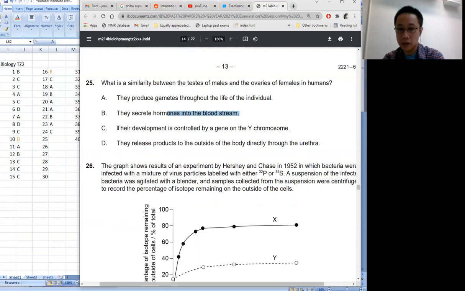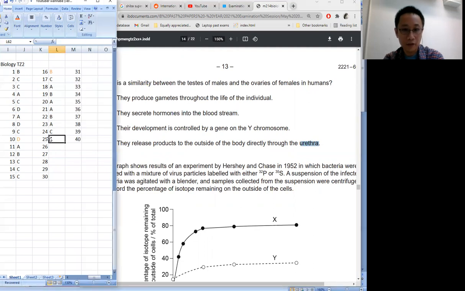Let's look at C and D first. The development is controlled by the gene on the Y chromosome. That's not true for the ovaries. They release products to the outside of the body directly through the urethra. That's true for the guys. The urethra is the common duct for urine and semen. Females, no, I don't think so. So B is definitely the correct answer.